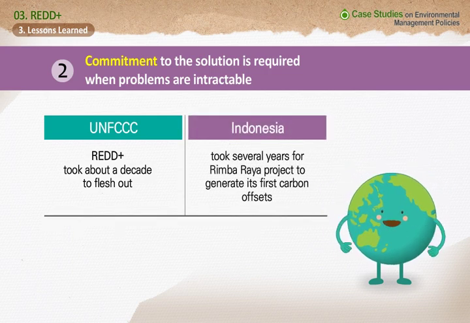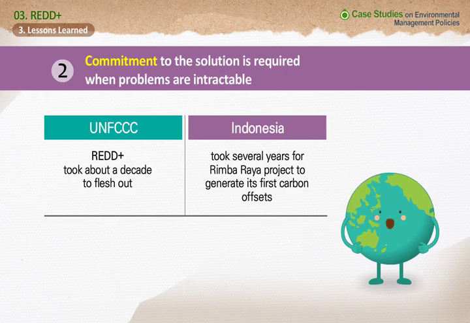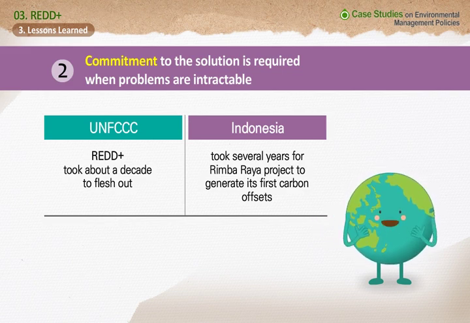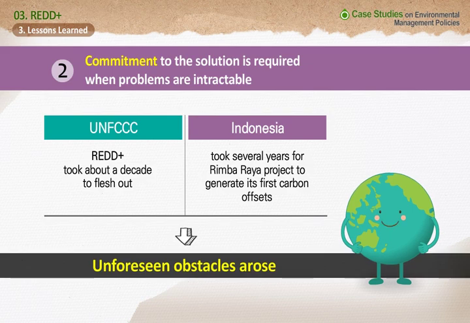Within the UNFCCC negotiations, REDD+ took about a decade to flesh out. Indonesia's national REDD+ strategy took several years to develop. It also took the Rimba Raya project several years before it generated its first carbon offsets. In all of these cases, unforeseen obstacles arose.